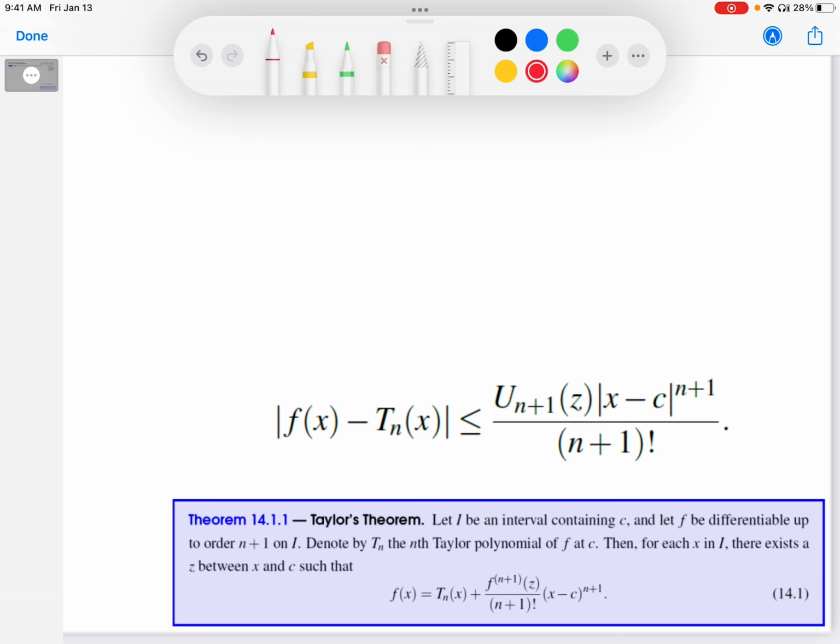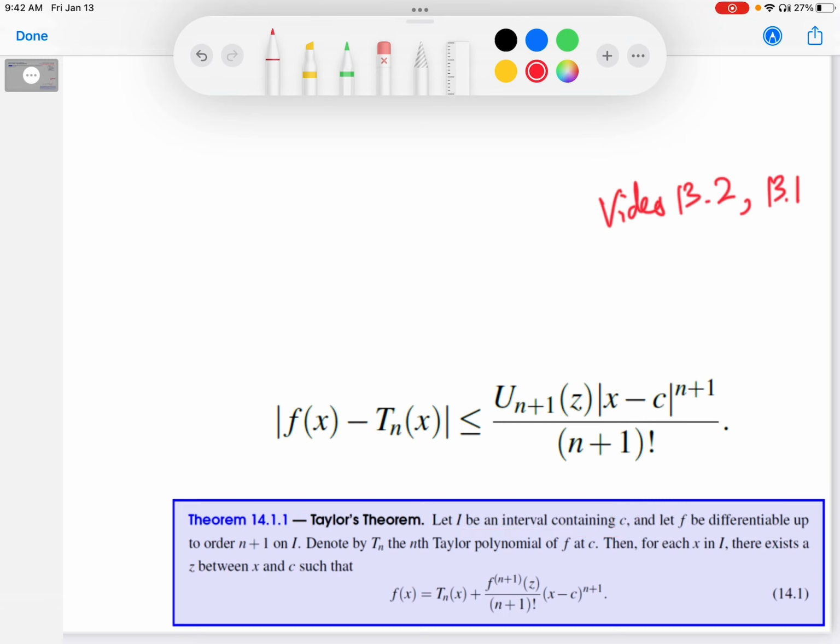It says, let I be an interval containing c. C here, remember, is related to the Taylor polynomial. So if you need a little refresher on Taylor polynomials, take a look at video 13.2 or also video 13.1 in this series where I work out the Taylor and Maclaurin polynomials. Anyway, c is the c from a Taylor polynomial. You say, oh, find the Taylor polynomial of f of x about c equals 7, right? That's the c we're talking about here.